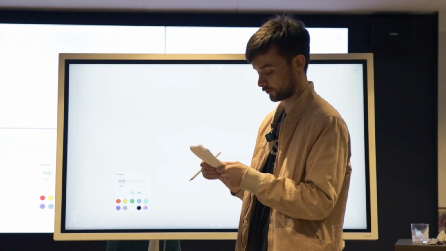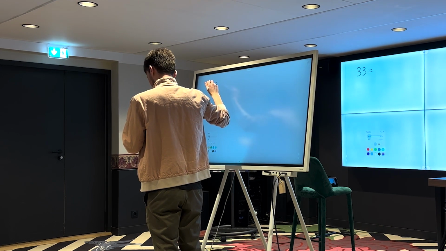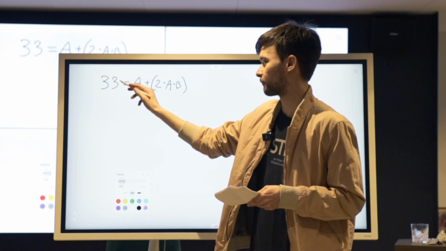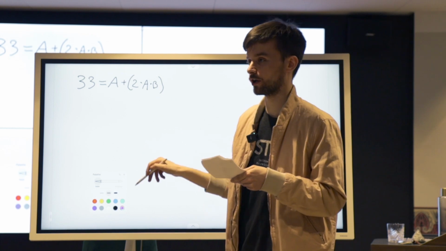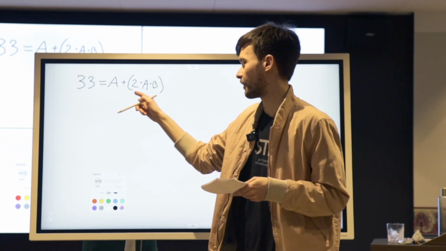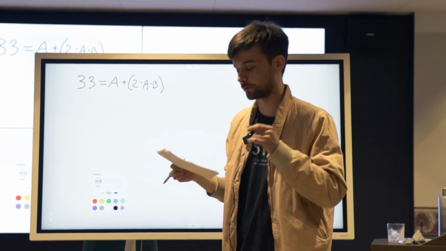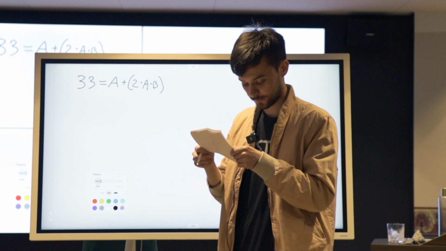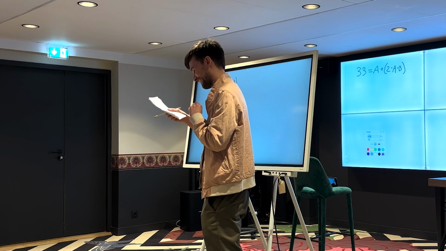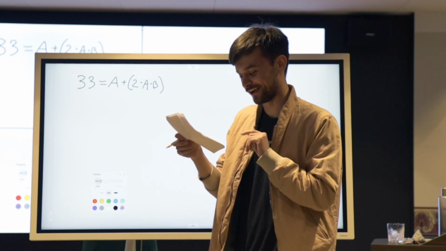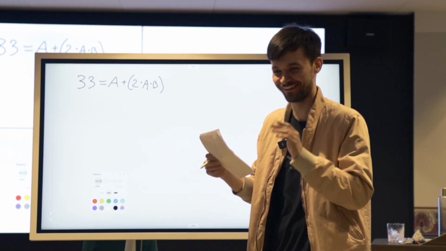Our computation is going to be 33 equals A plus 2 times A times B. And I want to prove to you that I know some values for A and B that satisfy this equation without telling you what my values are. Even though you could probably figure them out, I don't want to tell you. By the way, my values are A equals 3 and B equals 5. But don't tell the verifier.